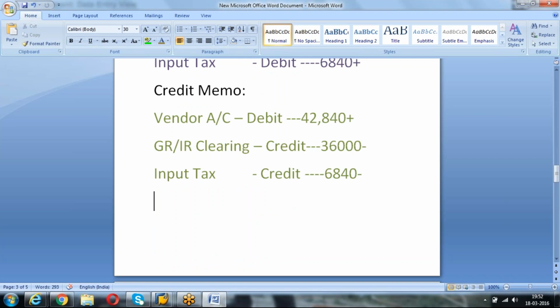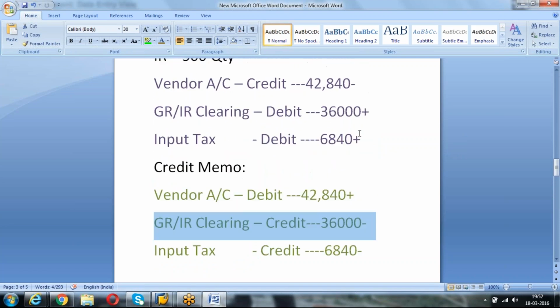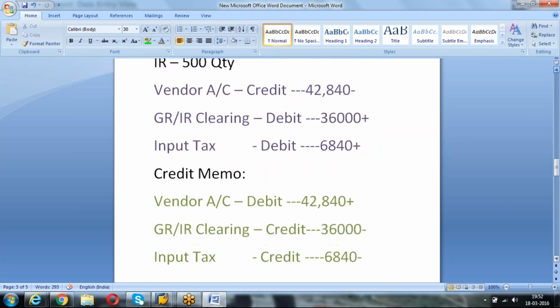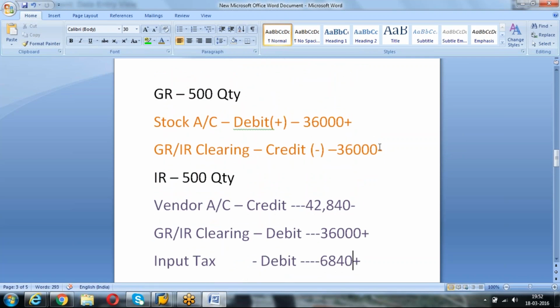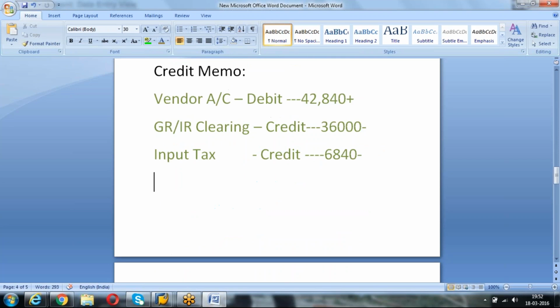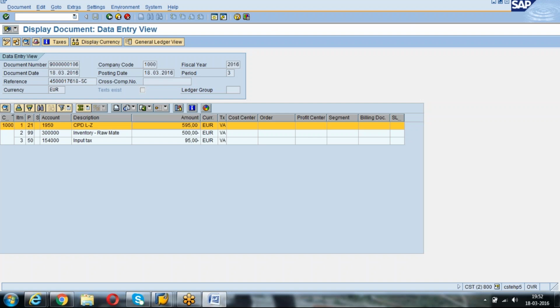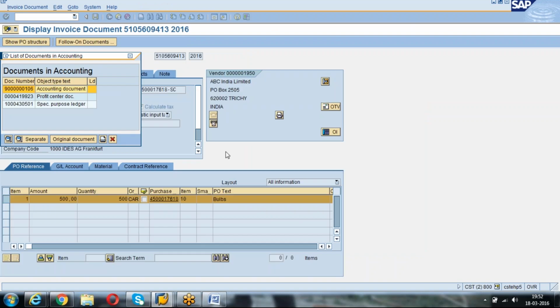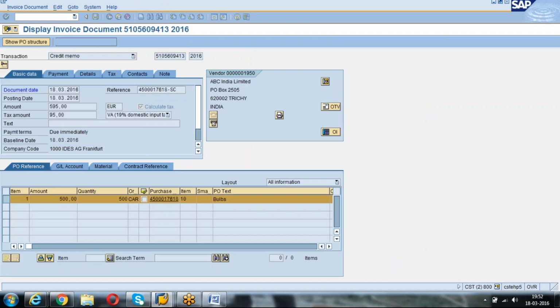In case of the credit memo and invoice verification, you can see the GRIR clearing account, which is open as per the goods received. We have a 3600 credit account open, right? That should be nullified. That's why IR will take care. When the credit memo was created, both are nullified. That's why I created a new invoice receipt. I hope you understand how to create a subsequent debit and subsequent credit.